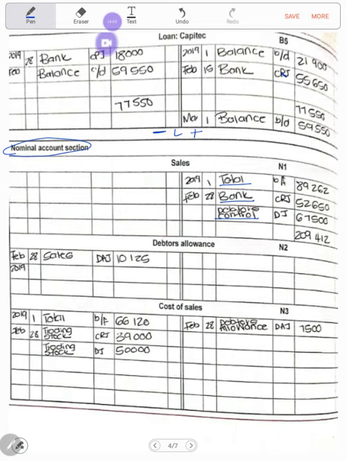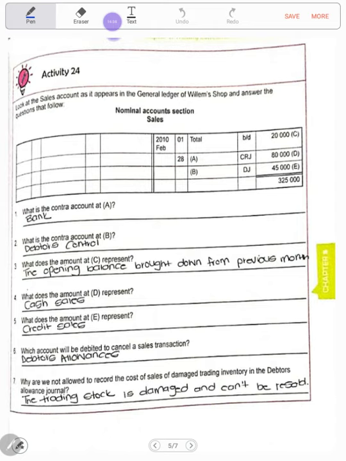Debtors allowances. People brought back goods. It's an expense. It's from the sales. Which journal? DHA, and it's 10,125. Cost of sales, we had a total brought forward of 66,120. We then purchased trading stock. Remember, it's an expense, so we purchased worth 39,000 using cash and 50,000 on credit. And remember, we reversed the debtors allowances, 7,500 rand.